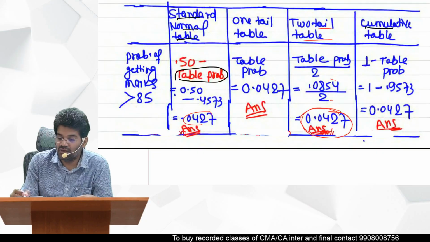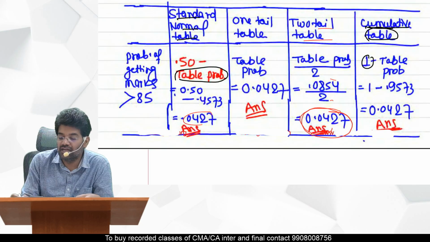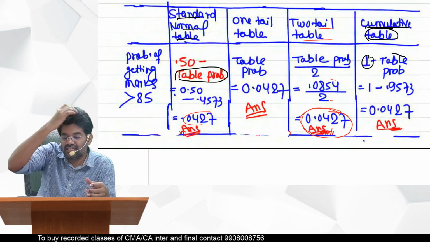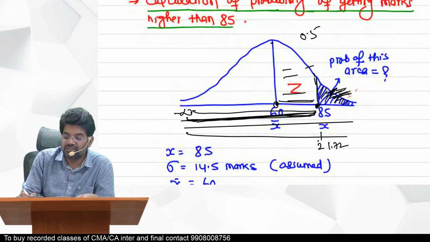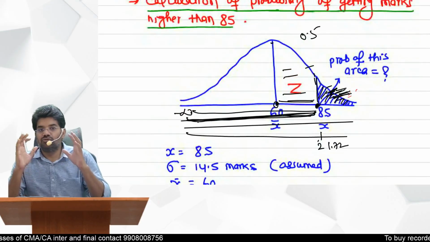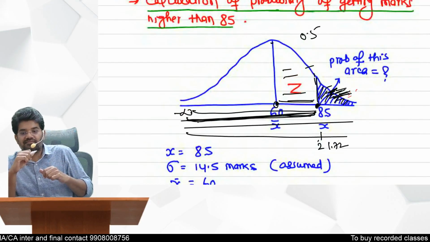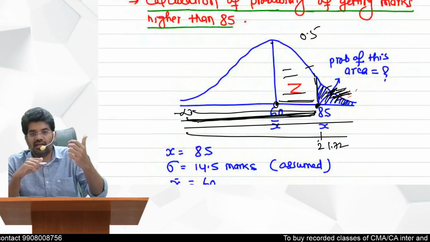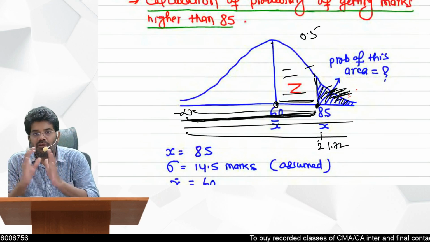See the last one: if they give you a cumulative table Z value, then from 1 you deduct the table value given in the question. Then you will get this area. So I advise you to remember these two tables and how to adjust the values. In case they give you cumulative, the value itself is the probability.